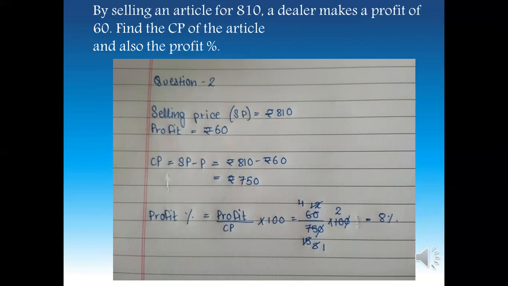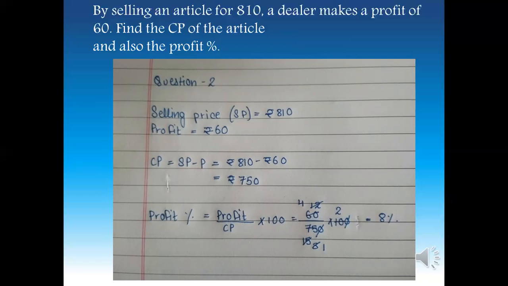As you see, here we don't have the cost price, which is obviously needed in the formula of profit percentage. So to find the CP, what we'll do is subtract the profit from the selling price, which in this situation will be rupees 810 minus rupees 60, which will give us the answer rupees 750.